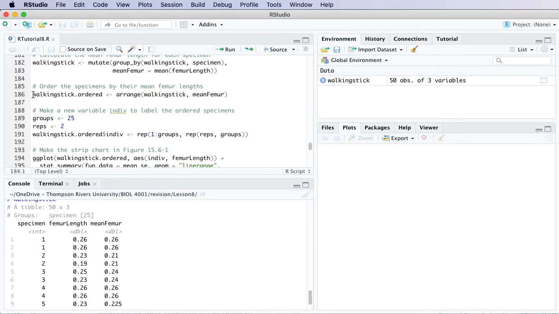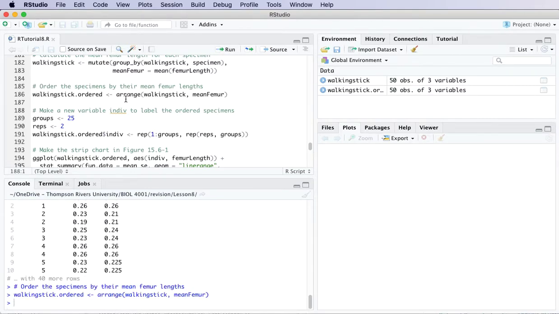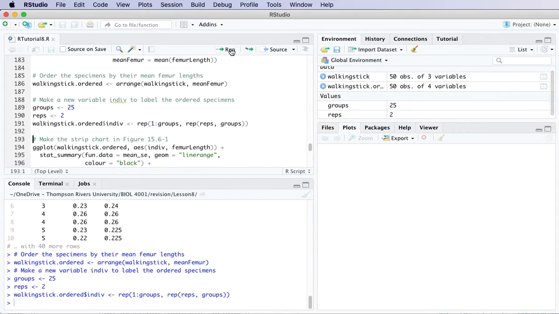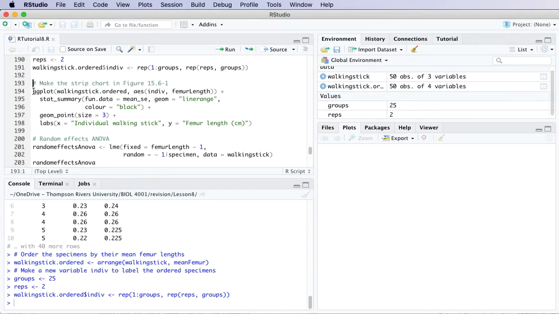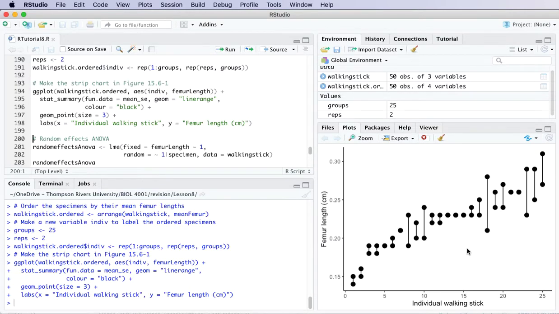And then we're going to create a graph so we can see the progression of the insects and the two measurements, and it's more revealing if we order the walking sticks from the shortest average to the longest average. So that's what we're going to do here using the arrange function. And then we need to create a new variable to keep track of the ordered specimens. So we do that like this. And then finally we can put all those pieces together in this quite revealing plot.